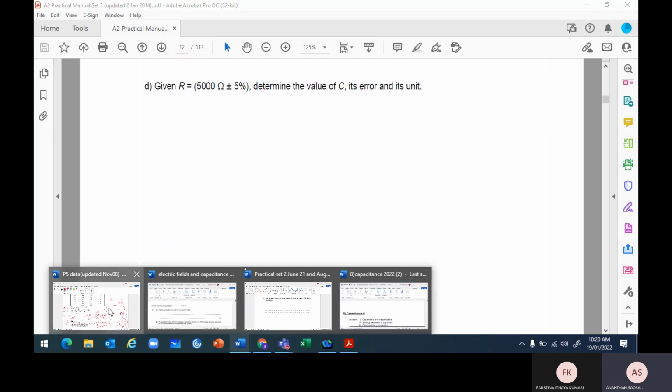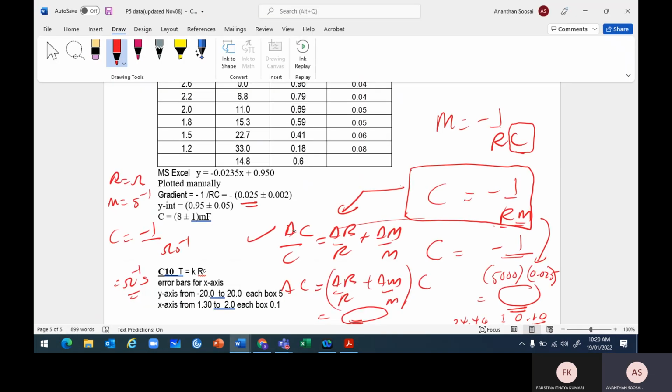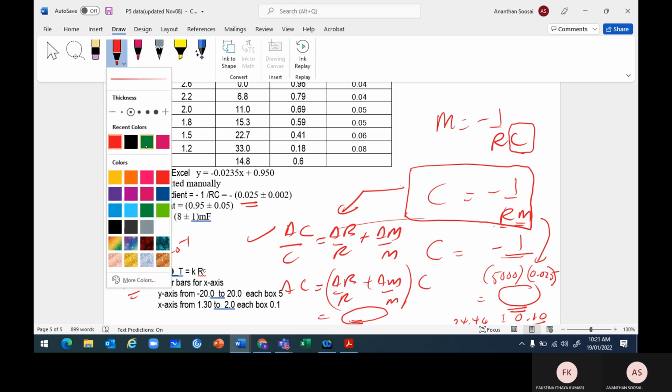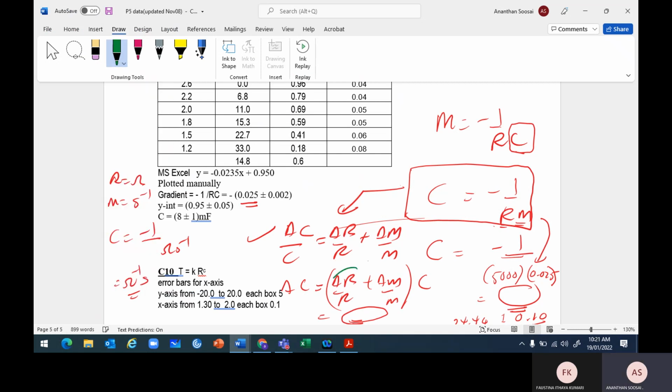So here, this should be 0.05. The change of m, your uncertainty for the gradient, and the gradient. C, whatever C you obtained earlier, from this get your C. Substitute your C, get the change of C.